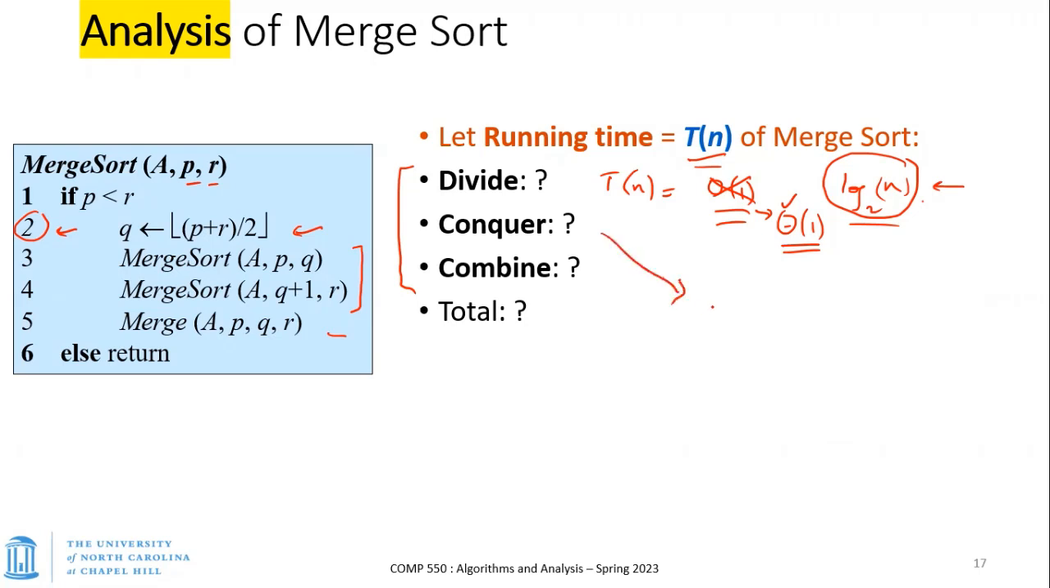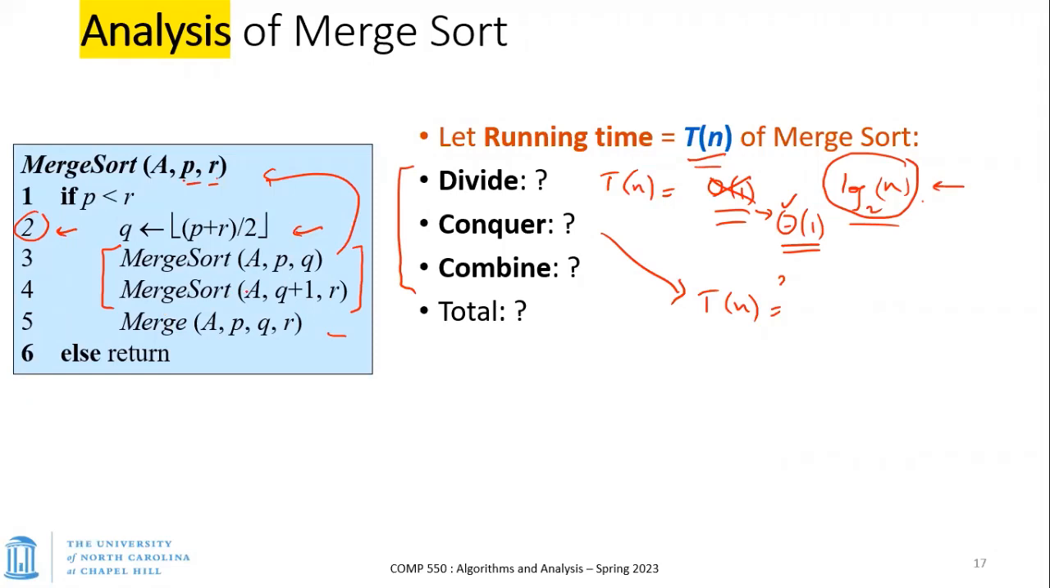So what would be the amount of time taken for conquering? Essentially what we're saying is that these two parts are doing the conquering. We're now doing a recursive call to ourselves, but instead of going from P to R, we're going from P to Q, which is half the array. And then we're doing another recursive call, which is going to the other half.